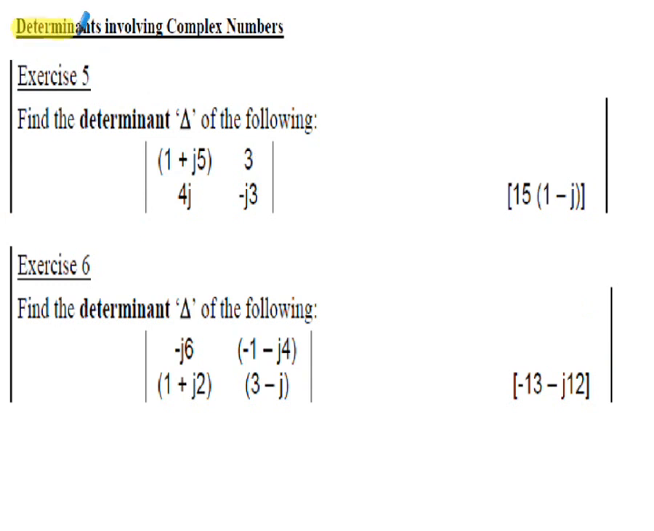Here are some exercises related to calculating determinants of complex numbers. Exercise 5, solution shown here in the square brackets in factorised form. And exercise 6, again solution shown in the square brackets. I'd encourage you to start the presentation and attempt these exercises.